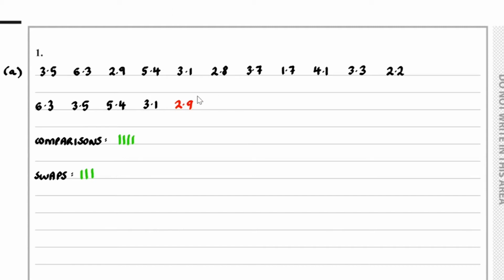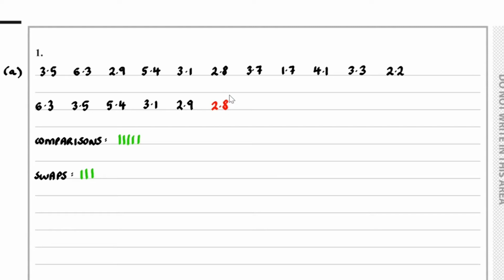We now compare the 2.9 with the 2.8, so we've got another comparison. Do they need swapping? No, they don't, because 2.9 is larger than 2.8. So 2.9 would stay here, and temporarily let's write down the 2.8 here.